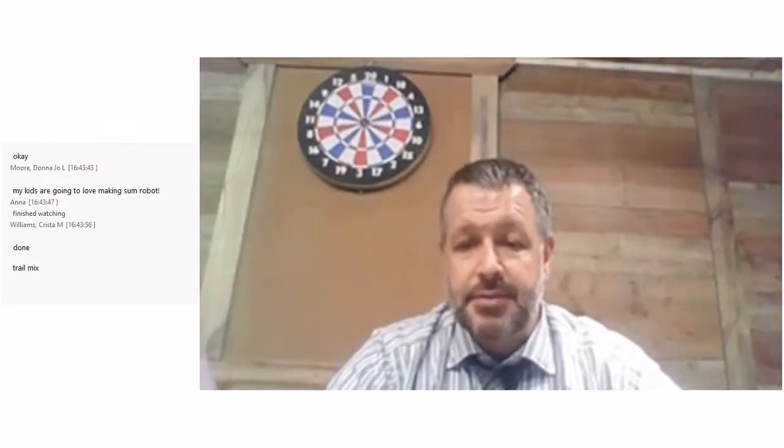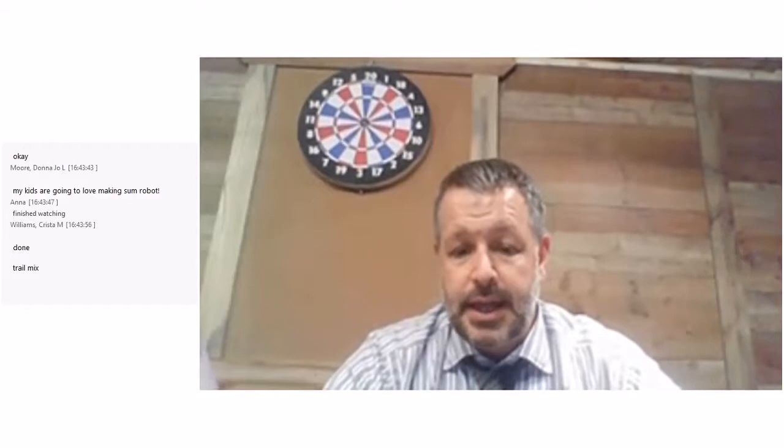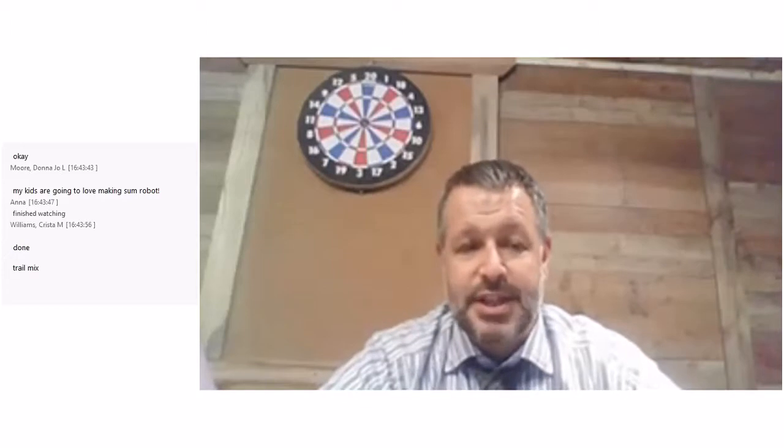So that's making that Sum Robot. What other things have teachers done to get to this one? Looking at solids, we've got something we're going to talk a little bit about with liquids and some solids and adding them together. But is there anything else you've done? Trail mix, great one. I forgot about that one. Somebody was talking about that the other day.